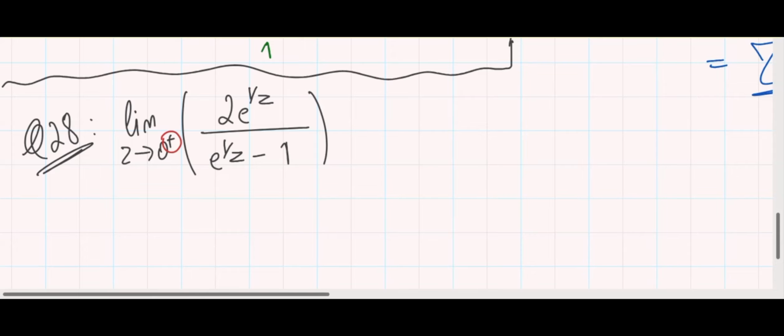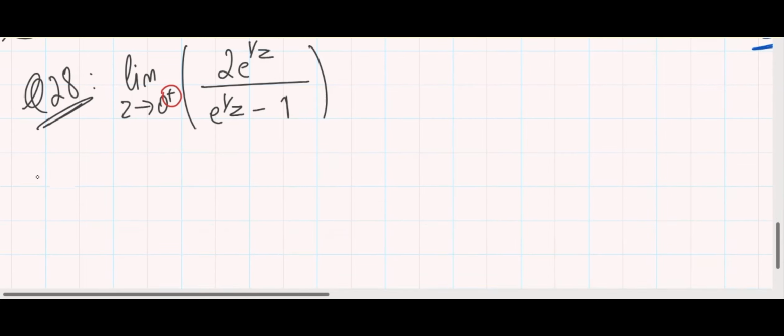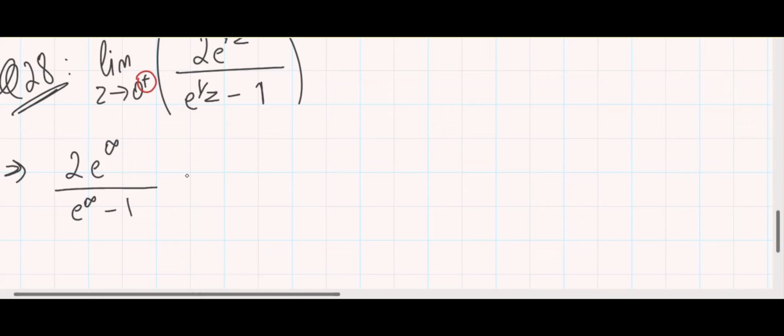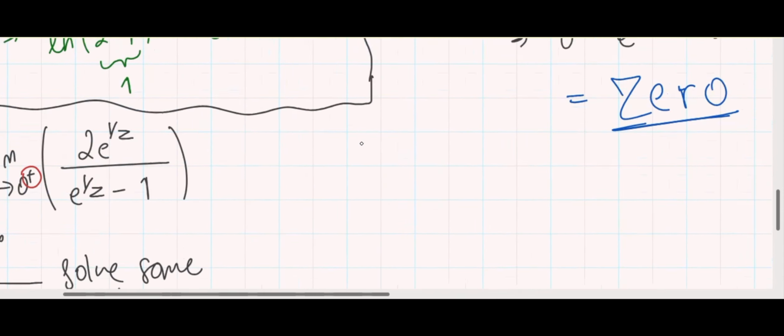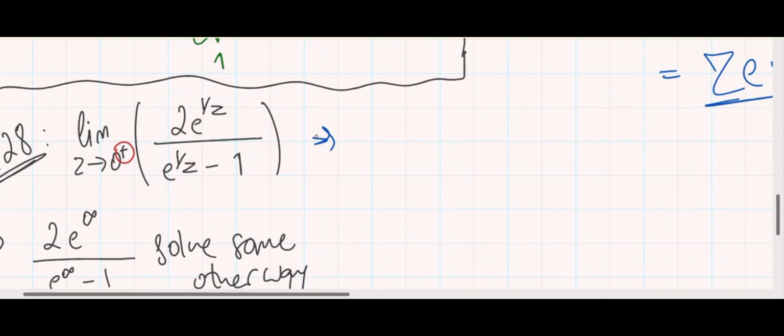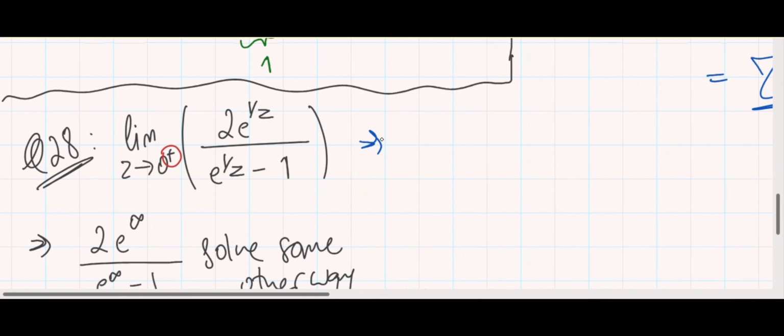Question 28 involves 2 exponent 1 upon z upon e exponent 1 upon z minus 1, where z is approaching 0 from the positive end. That is an important factor because 1 upon z is undefined at z equals 0. From the left hand side you're approaching negative infinity, from the right hand side you're approaching positive infinity. So you're not approaching either one at z equals 0, so it's undefined there, right? So yeah, just put in the value of infinity.